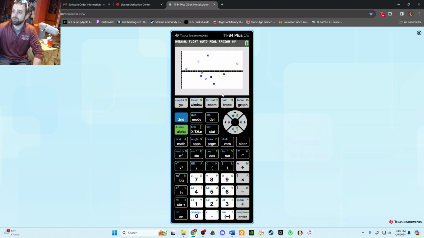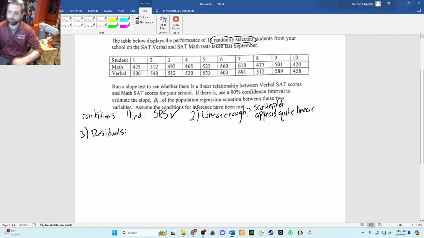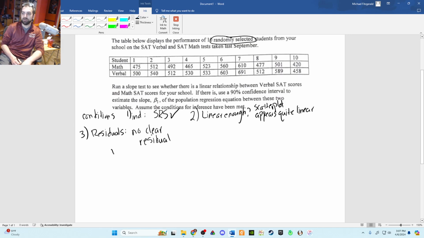And while I see some unequal variation in these residual heights, there's not a clear residual pattern. There's gray areas for this. You can say, well, there's not quite a clear pattern. Yeah, then you're good to go. So you got to make sure you say that. No clear residual pattern, or pattern in residual plot.